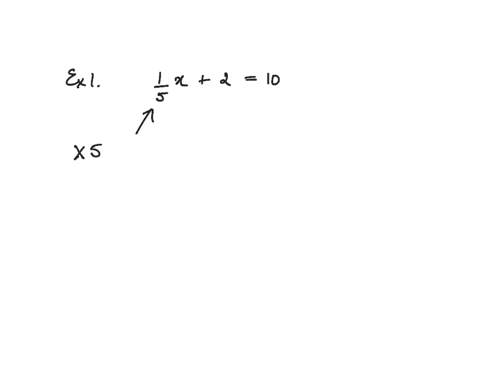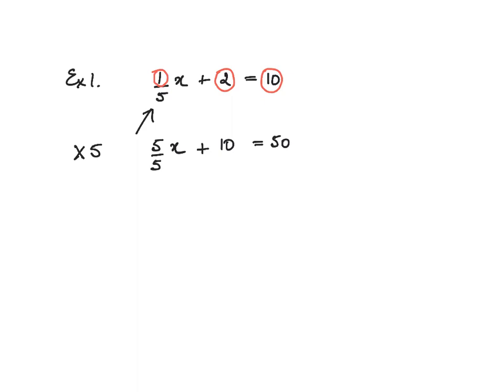Now, we're going to multiply this number by 5, this number by 5, and this number by 5. 5 times 1 is 5. So you'll notice that the denominator doesn't change, that stays as 5. You'll notice as well that it's still an x. It's not a 5x. 5 times 2 is 10, and then 5 times 10 is 50.